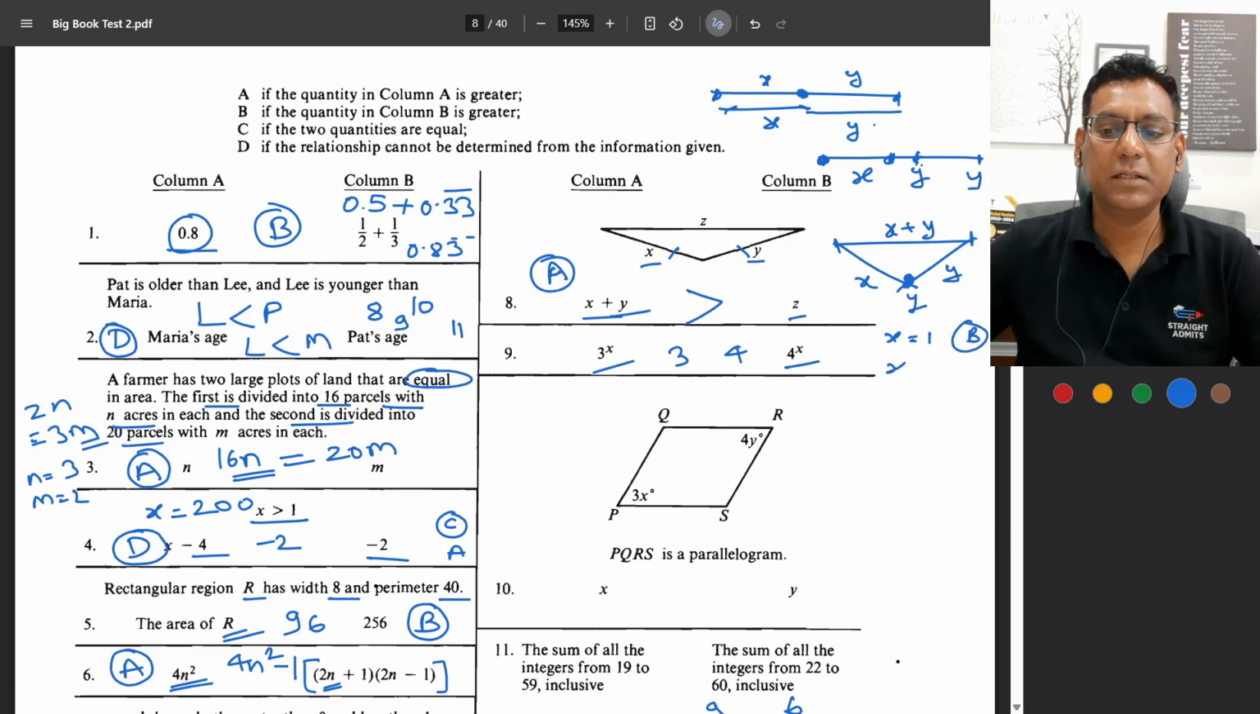But what if I put x is equal to 0? I get 3 raised to 0, 4 raised to 0. Both sides I get 1. The answer is C. Okay, I'm getting two different cases.